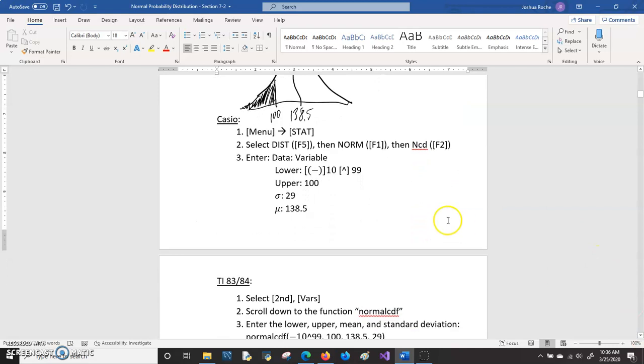Here are the steps that you would take on the calculators, on the Casio, the TI-83/84. On the Casio calculator, ultimately you'll choose NCD as your function, and when you choose it, it'll ask for the lower bound, the upper bound, the standard deviation, and the mean. The lower bound is negative infinity because the shaded part of this curve just goes forever towards negative infinity. There's no end to it. The upper bound is 100 because that's where it stops.